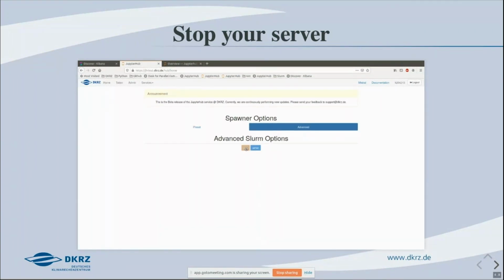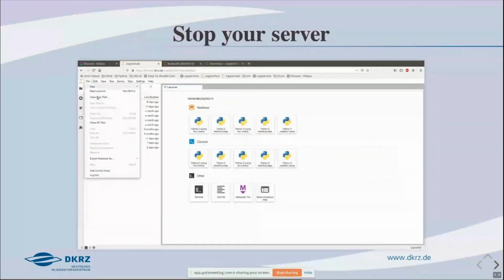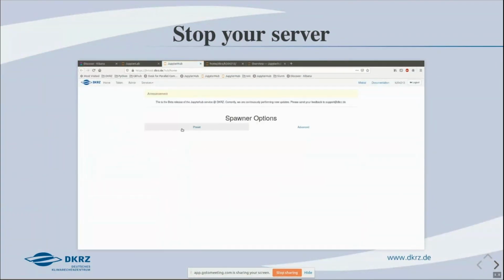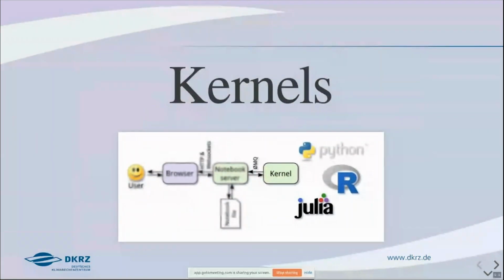So that was the spawner options part, and now we are going to talk about the kernels. The kernel is the most important part in a Jupyter Notebook. It's the compute engine of the Jupyter Notebook. It accepts messages, performs actions, and sends out results.